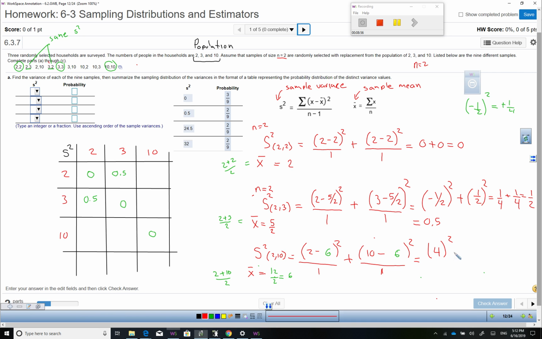10 minus 6 is 4. Actually, this is negative 4. It's 2 minus 6 is negative 4. I'm sorry. Okay, to the second power, that will be 16, or it's positive 16, and this is positive 16, which is 32. So that number goes here, 32. That number goes also for 2, 10. That's 32. Okay.